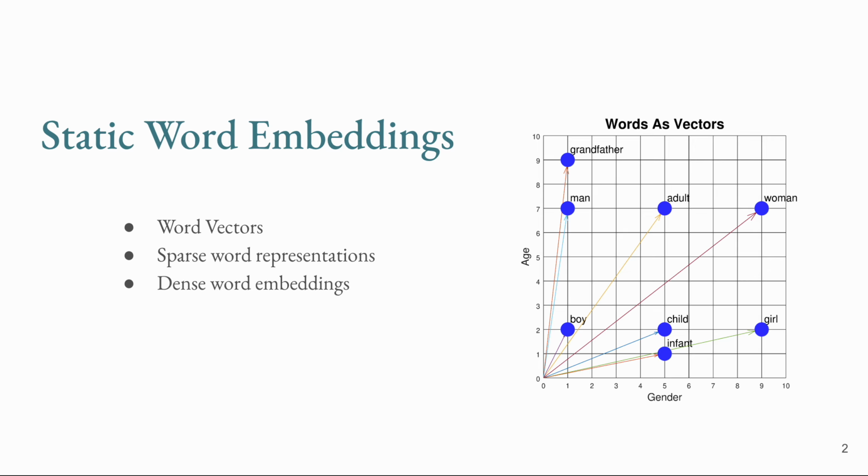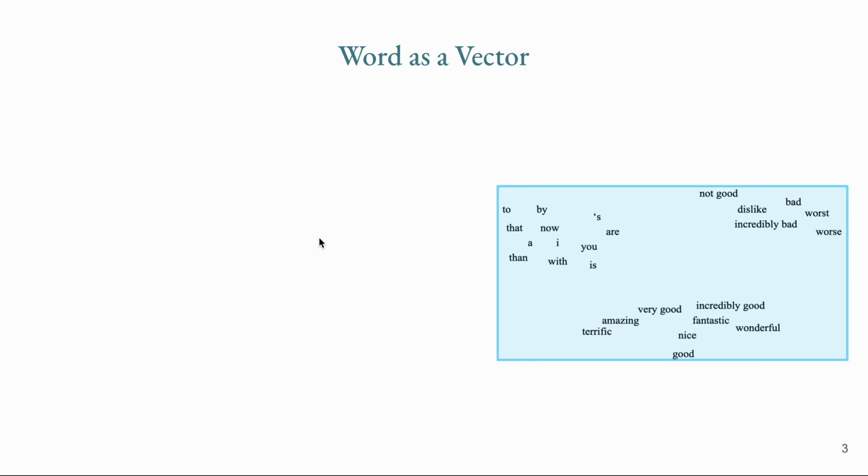So I'm going to give a very quick and simple introduction to static word embeddings. Topics include word vectors, sparse word representation, and dense word embeddings. It will be a very simple and high-level overview. So, what is a vector?